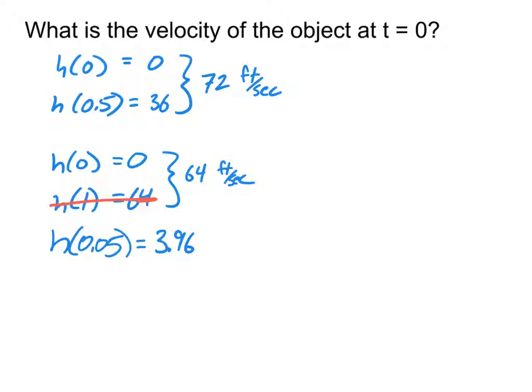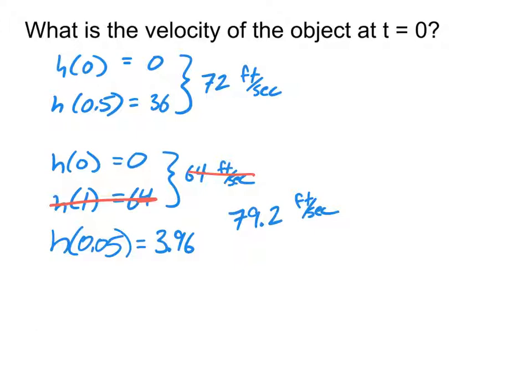All right, so at 0.05, I end up with 3.96 for my height. Let's calculate the slope from that. What would the slope be between 0 and 0.05? All right, and so when we do that calculation, we end up with 79.2 feet per second. Does it seem like that's going to be the exact number? Do you think that actually at 0 that's going to be 79.2? No. Can we get even closer then?